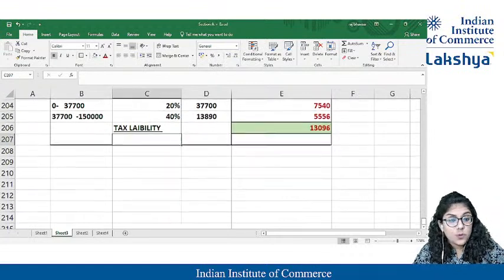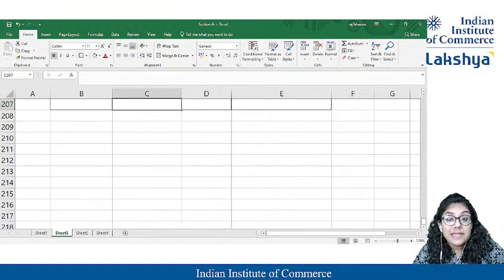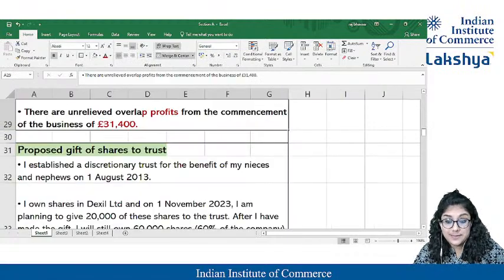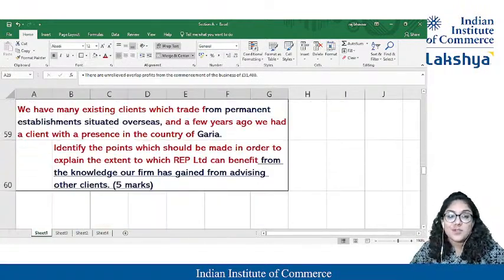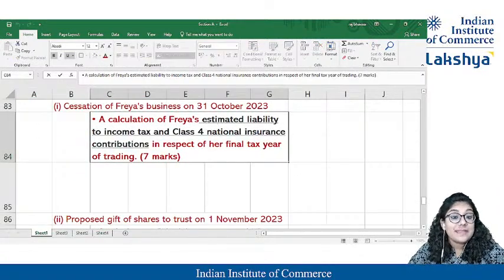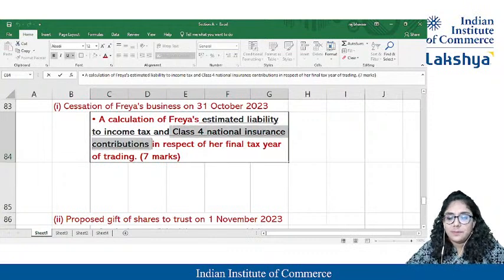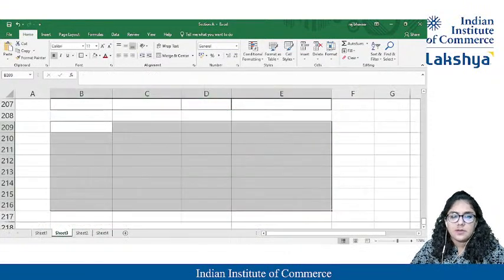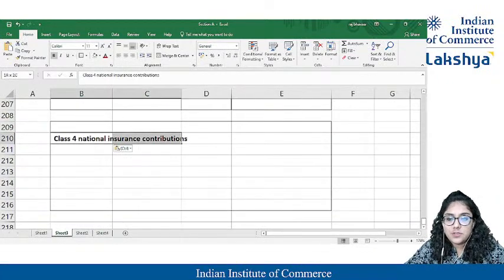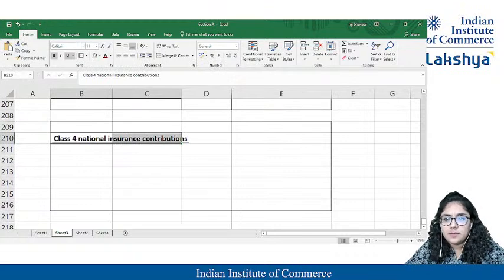But ma'am, is it over? No, ma'am. We need to calculate one more thing. If you remember, I was asked 2 questions to be done. It's not just please calculate income tax and get your things done. Along with the tax, please calculate class 4 NIC contribution also. I can easily calculate my class 4 NIC contribution. It's not difficult. So let's write class 4 national insurance contribution also.